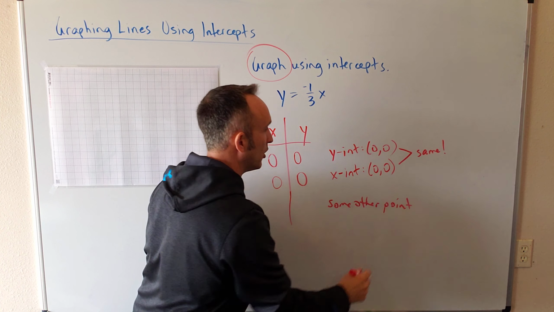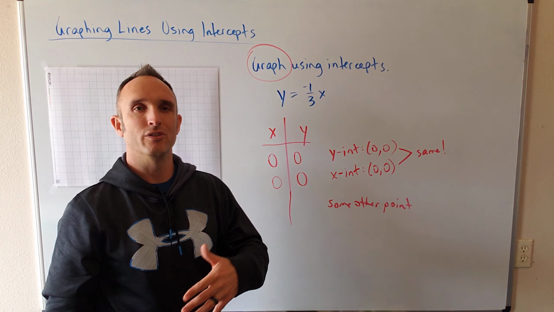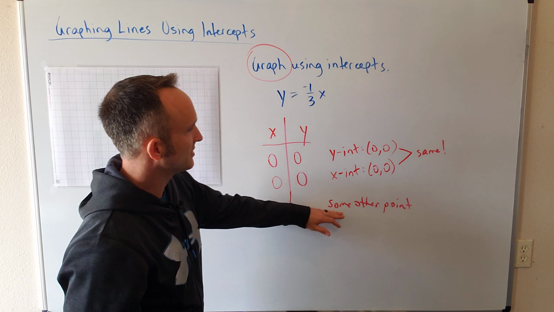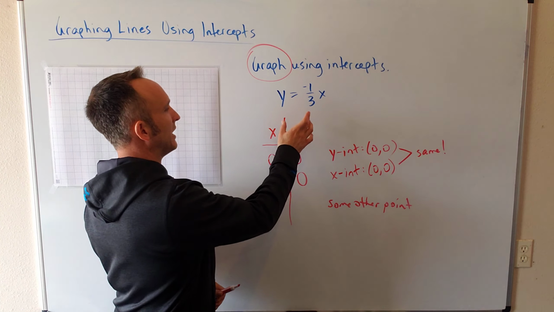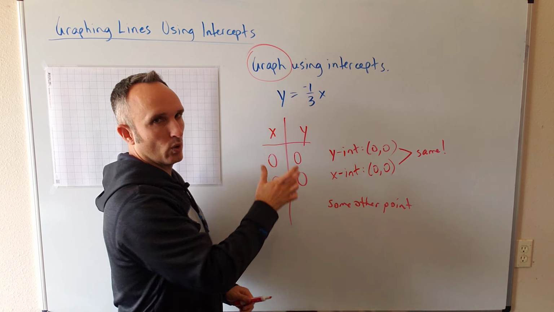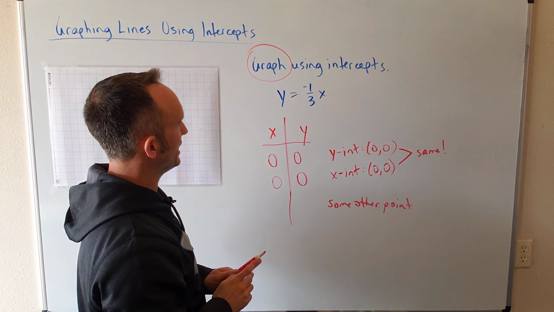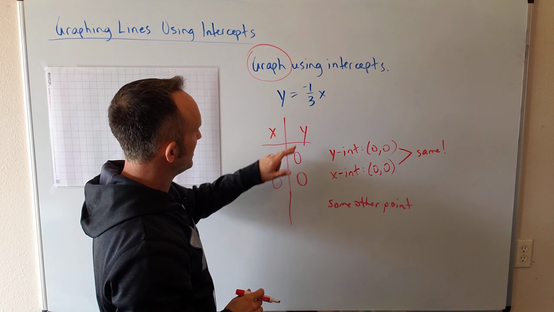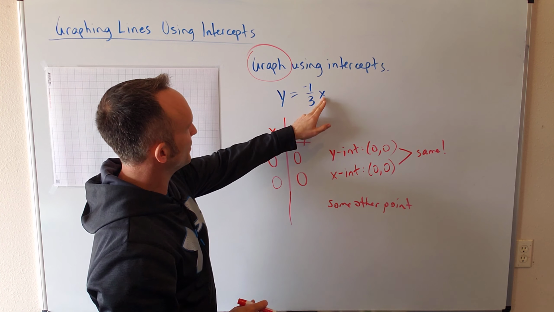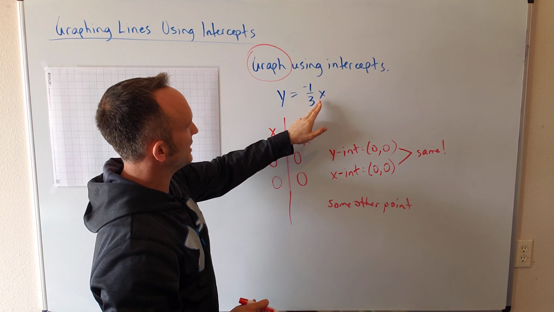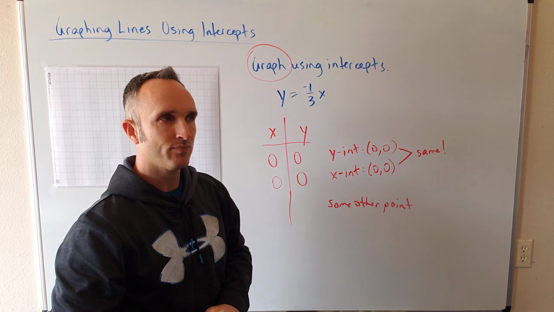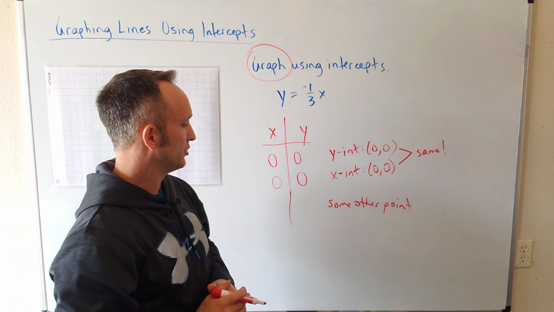So intercepts don't always work because sometimes they're the same. So if I wanted to plot some other point, I'd have to plug a different value in for x or y besides 0 and see what I get. So what I'm going to do here is pick a number for x that multiplies by negative 1/3 easily. So multiples of 3 might be a good choice.